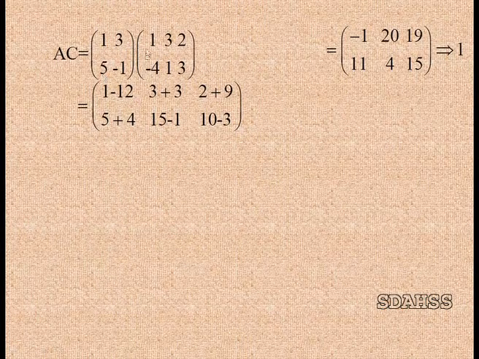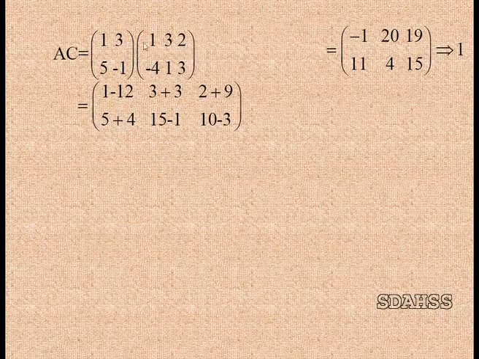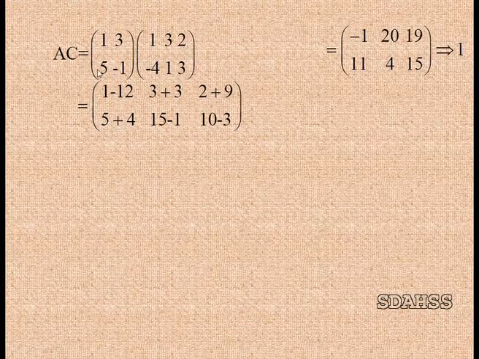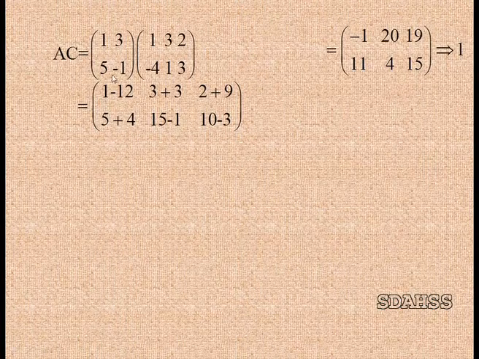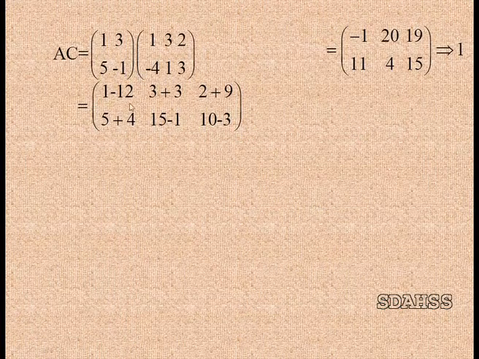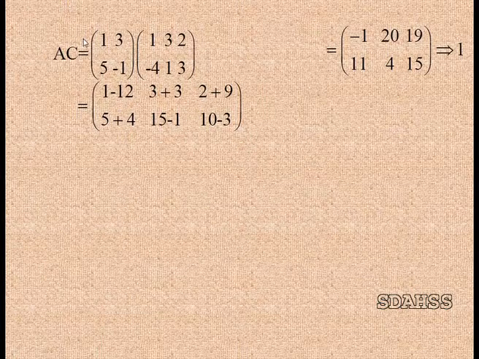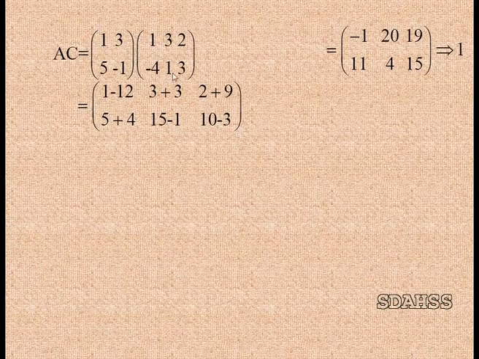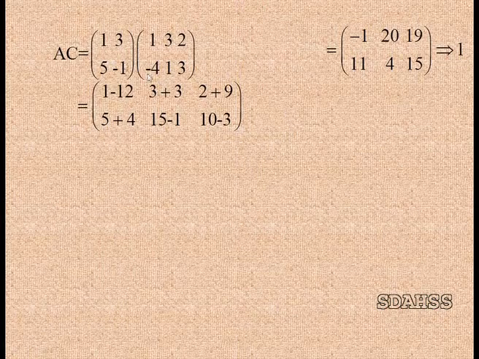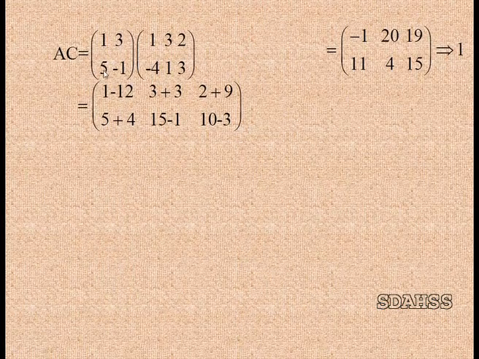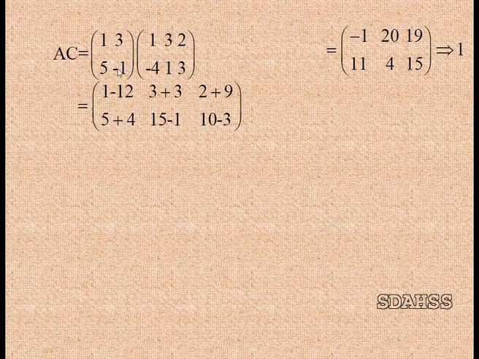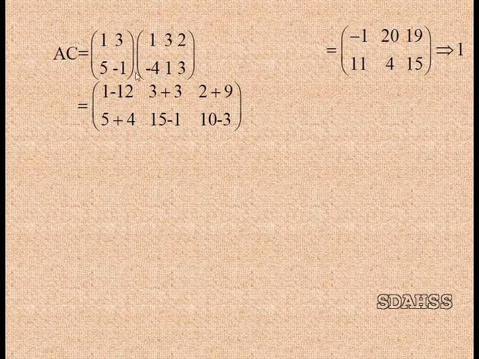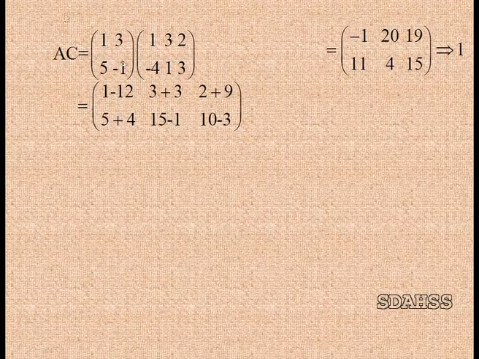Multiply second row and first column. Then you have 5 into 1, 5, minus into minus, plus 1 into 4, 4. Multiply the first row and second column. 1 into 3, 3, 3 into 1, 3. Multiply the second row and second column. Then you have 5 3s are 15, minus 1 into 1, minus 1.